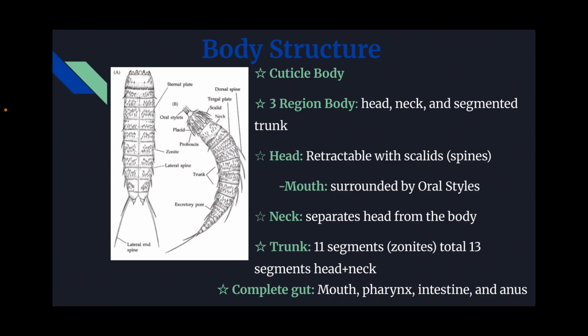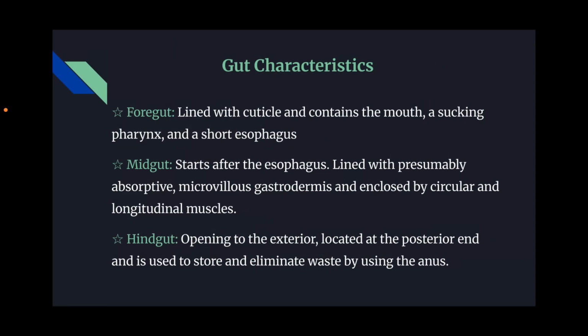They also have a complete gut composed of mouth, pharynx, intestine, and an anus that is located at the posterior end of the animal. The mud dragon's digestive system is divided into three regions. First, it's the foregut, which is lined with cuticle, and it contains the mouth, a sucking pharynx, and a short esophagus. Here you would usually find the whole head region of it.